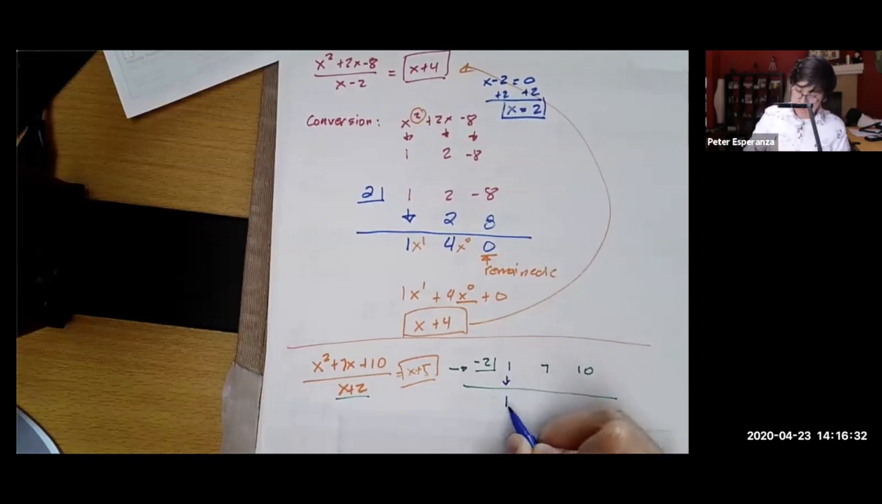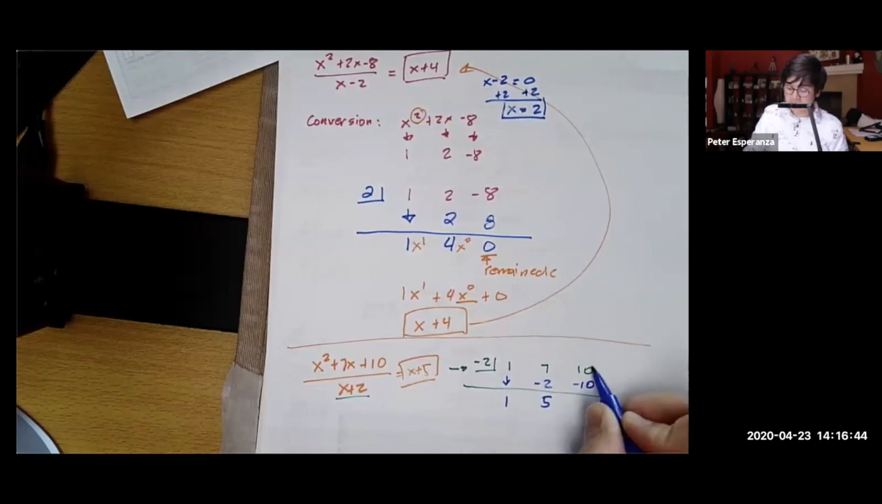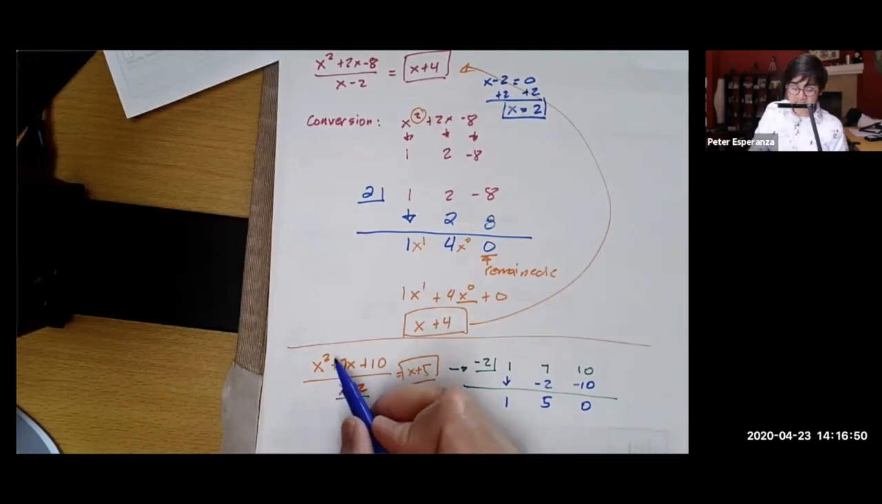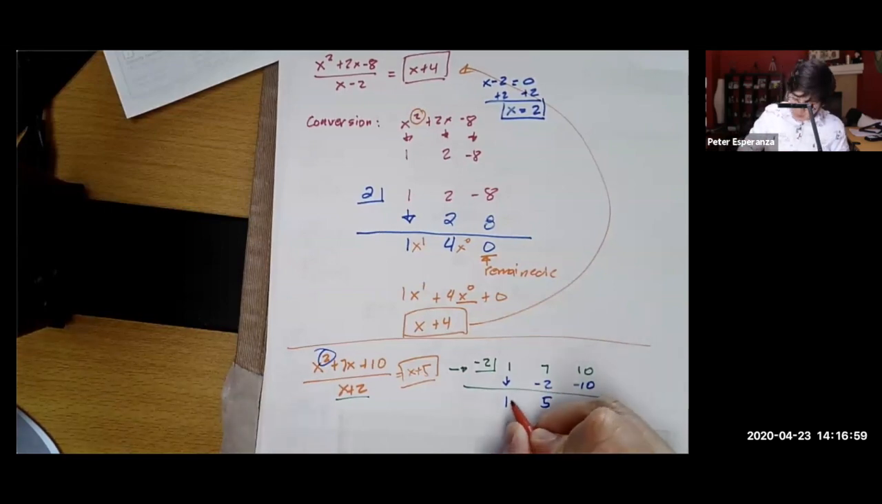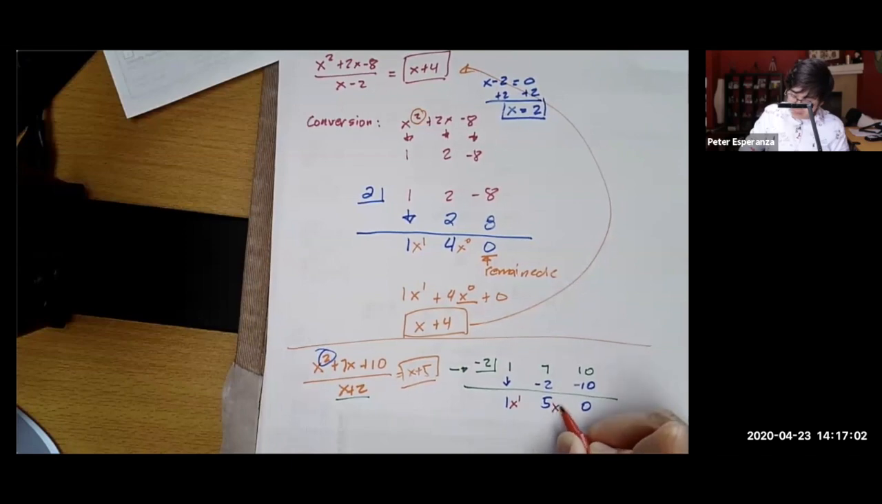Bring this down. And then you multiply. 1 times -2 is -2. 7 minus 2 is 5. 5 times -2 is -10. And this is equal to 0. So our answer is going to be 1 minus the highest exponent. So it will be x to the 1, x to the 0, and our remainder. So our answer is 1x plus 5x to the 0, or simply x plus 5.